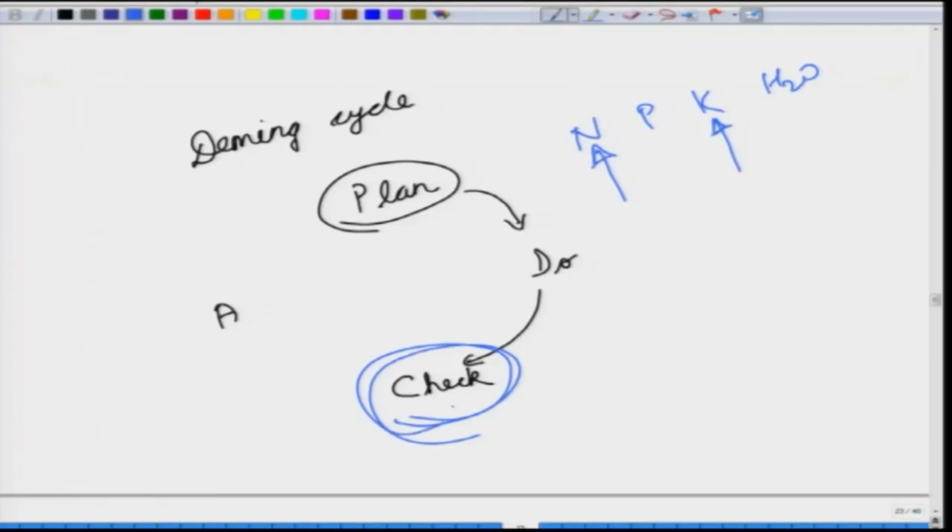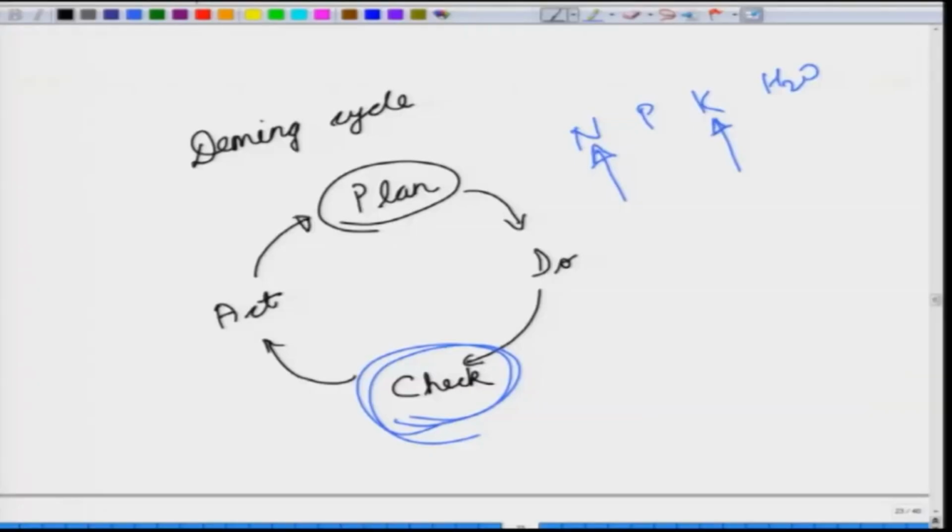And now, based on the checking stage, the next stage is act. So, you act on the information that you are getting from the checking stage, and with this act you again start to make a plan. So, in place of nitrogen, now your new plan is to add potassium. So, then it will move back to the D stage. So, this is the PDCA cycle. So, you have plan, do, check and act. So, this is the PDCA cycle.